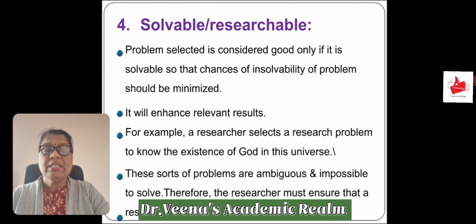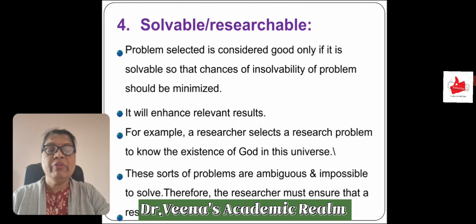The fourth one is solvable or researchable. Whatever problem statement or research project you have taken, it should be solvable. The word itself is saying it should be a solvable one. It should be researchable. Otherwise, there is no use of selecting that problem statement. So the problem statement selected should be good. It should be solvable, and the population or sample should get an equal chance to be a part of the study.